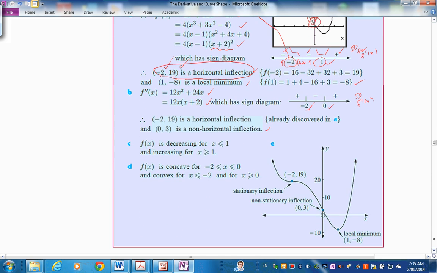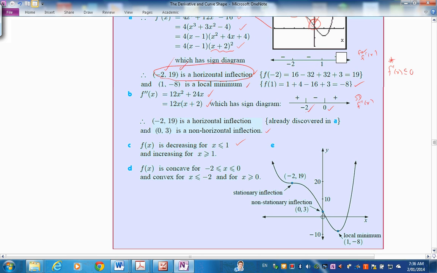Okay, where is the function decreasing? So we'll go back to our sine diagram back here. Decreasing means f'(x) is less than or equal to 0. So it's x less than or equal to 1. Okay, all in this region. We'll just rub that out and have a look here. So any region where the derivative is negative, it's decreasing, so it's to the left of 1. And increasing, so this is the sine diagram for the derivative. Increasing when the derivative is positive. So that's x greater than or equal to 1. Okay.